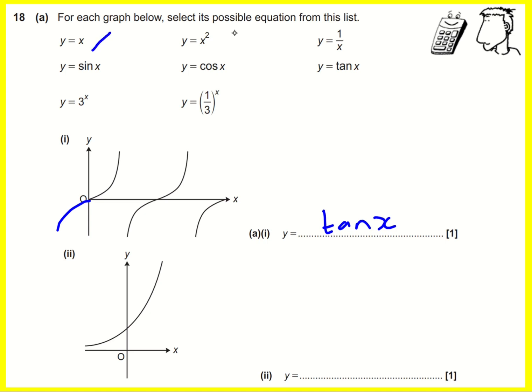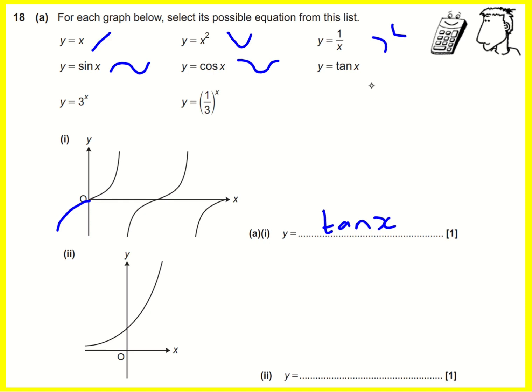X is like a straight line. X squared is called a parabola. The reciprocal graph looks a bit like this. Sin x is like this. And cos x just starts at 1 and then comes down. It's very similar to sine. Tan x is like the one shown.